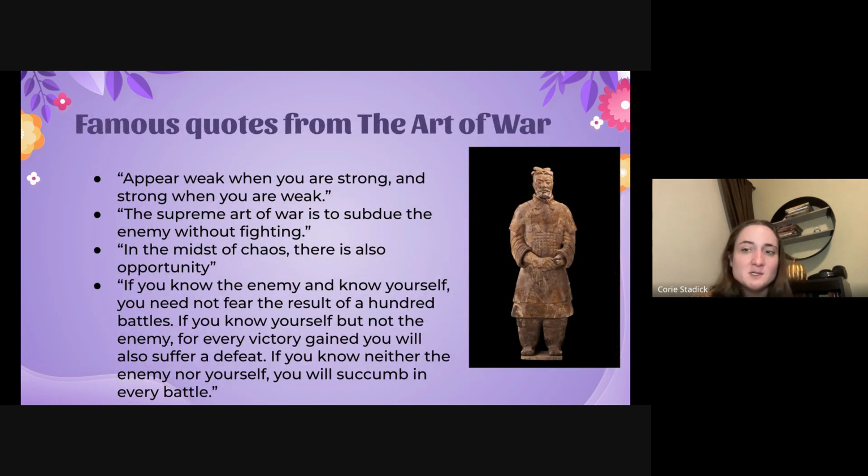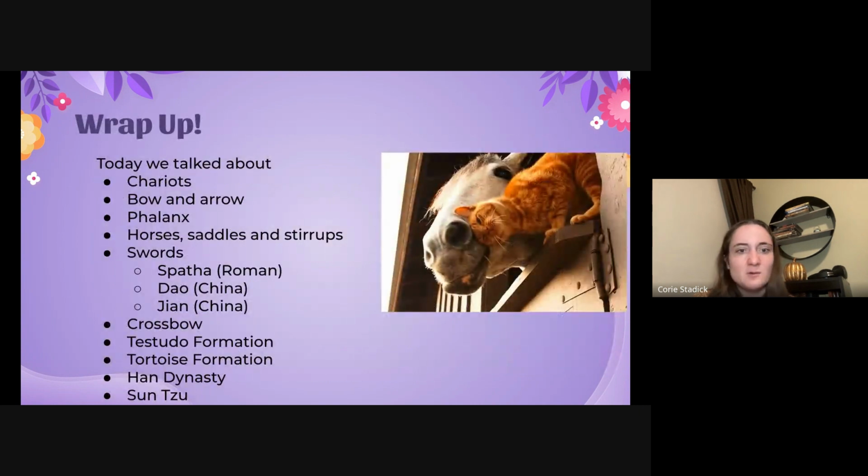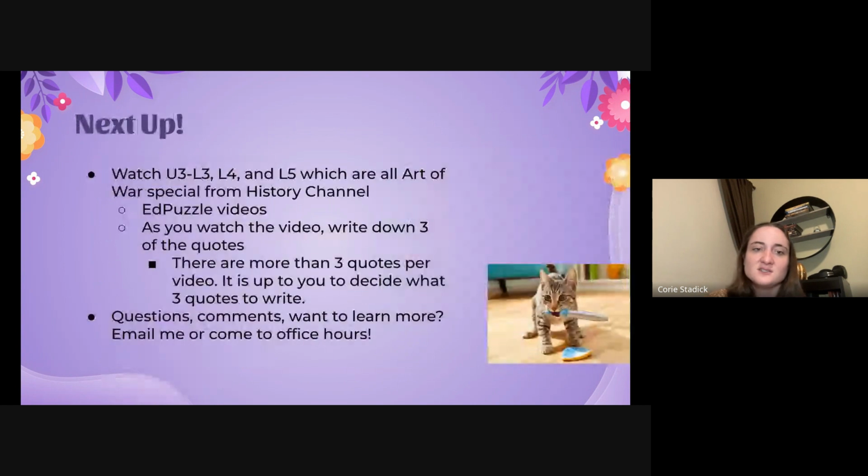There are a lot of really famous quotes. I'll just say two of them. One is: appear weak when you're strong, and strong when you are weak. The other: the supreme art of war is to subdue the enemy without fighting. Ooh, cool quote. There are a lot of good quotes. All right, so today we talked about chariots, bow and arrows, and we didn't talk about the phalanx, but that's okay. We talked about horses, saddles, and stirrups. We talked about the Dao, the Jian, crossbows, the tortoise formation, the Han Dynasty, and also Sun Tzu.